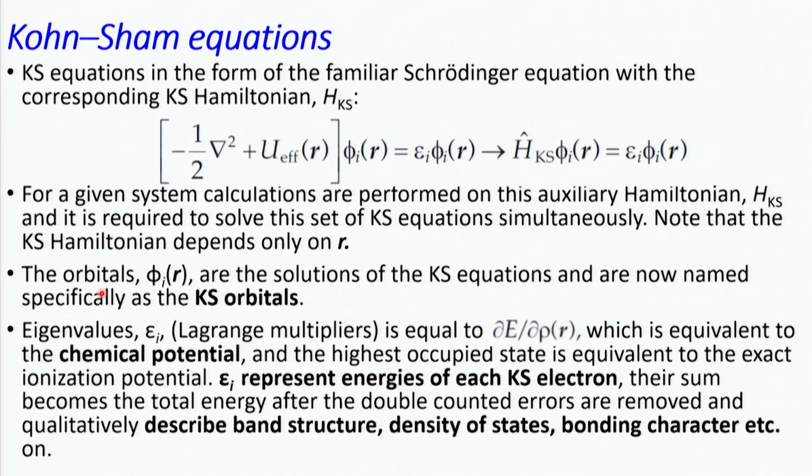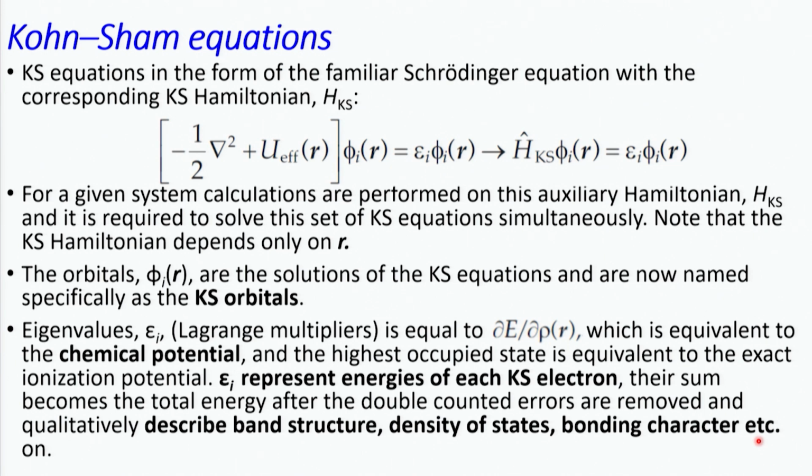The orbitals psi of r are the solution of the Ks equation and are now named Ks orbitals. The eigenvalues are the eigenvalue for each electron, a kind of Lagrange multiplier, equal to del E by del n, which is equivalent to the chemical potential. The highest occupied state is equivalent to the ionization potential, and epsilon i represents the energy of each electron, and their sum becomes the total energy after the double counted errors are removed. It can qualitatively describe band structure, density of states, bonding characteristics and all.